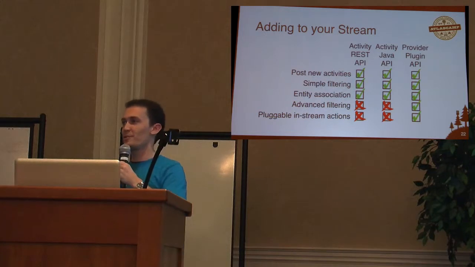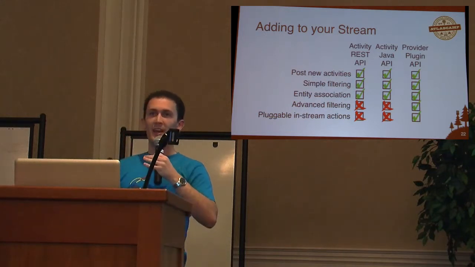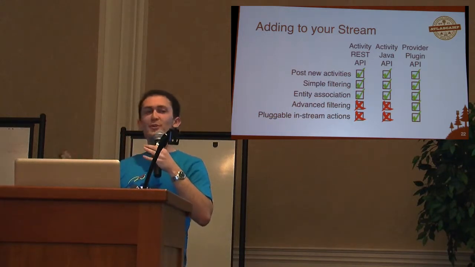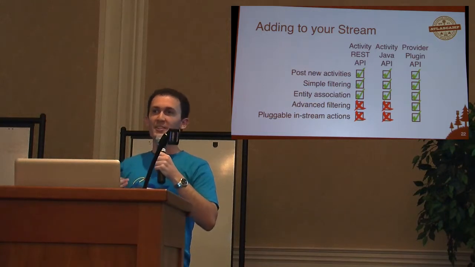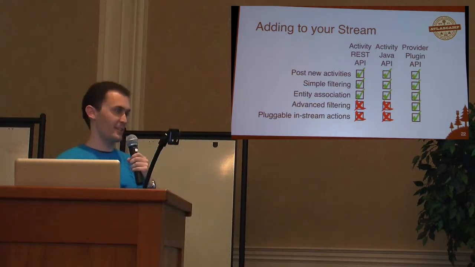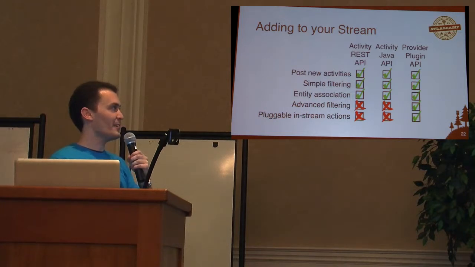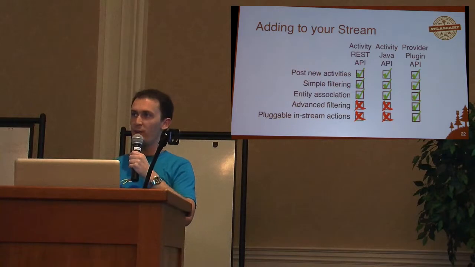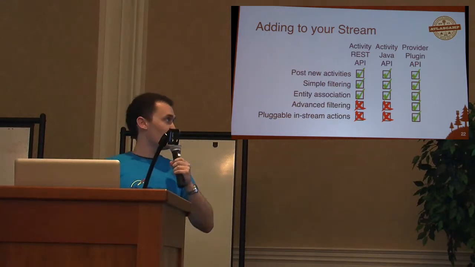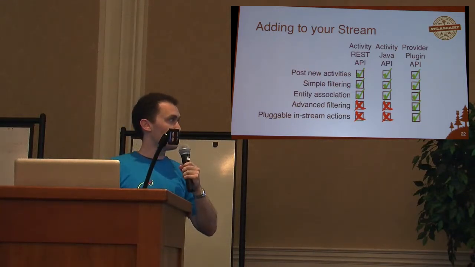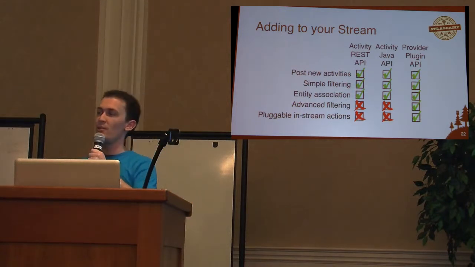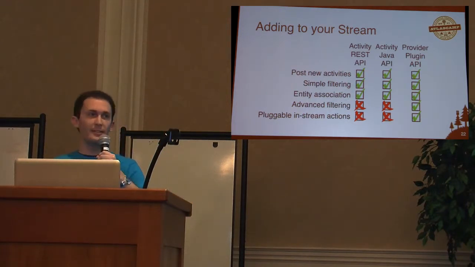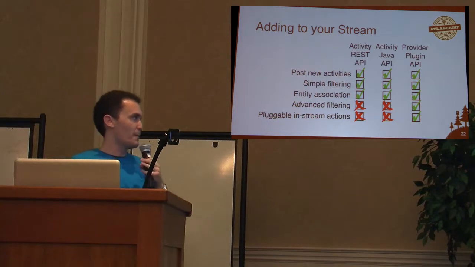In fact, we wanted you to do that so easily and so frequently that we provided 3 different APIs to add your own content to the streams: the Activity REST API, the Activity Java API, and the Provider Plugin API. The first two, Activity REST and Activity Java, are very lightweight, very easy to get started with, and they're just very simple APIs to use.